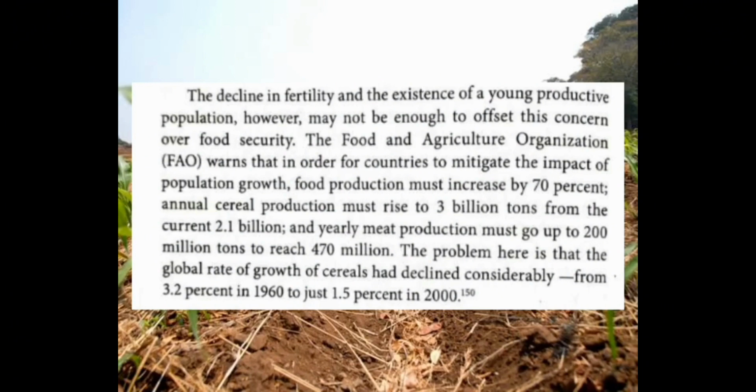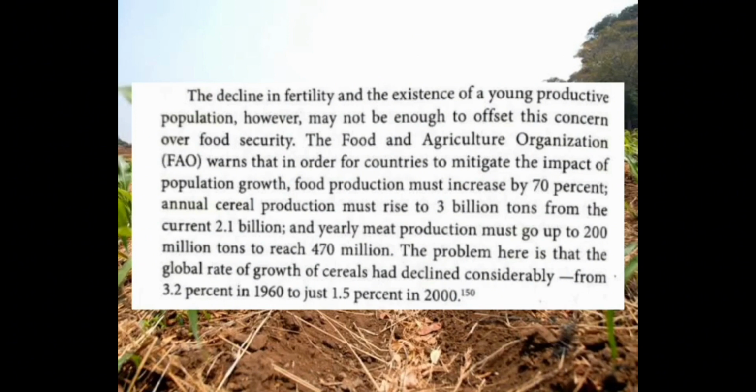So the Food and Agriculture Organization, or the FAO, warns that in order for countries to mitigate the impact of population growth, food production must increase by 70%, annual cereal production must rise to 3 billion tons from the current 2.1 billion, and yearly meat production must go up to 200 million tons to reach 470 million. So the problem here is that the global rate of growth of cereals had declined considerably from 3.2% in 1960 to just 1.5% in 2000.